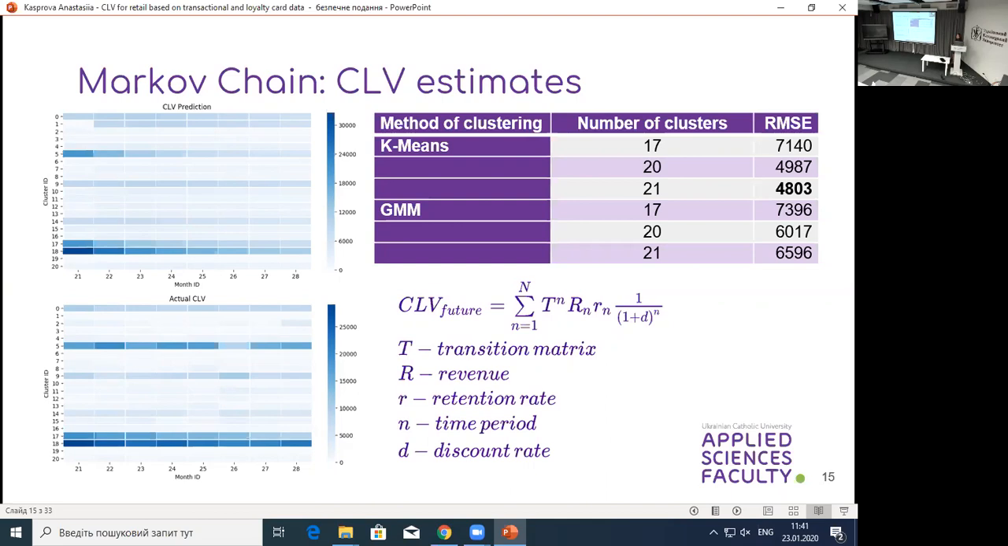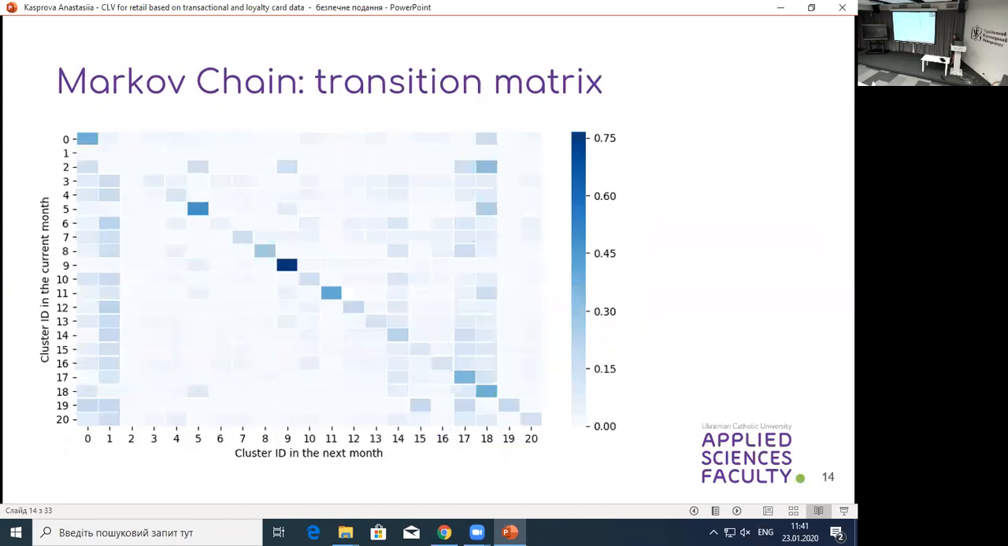More questions? Yes, please. Slide number 14, please. As far as I understand, most of the customers tend to stick to their own clusters. We can see it from the diagonal elements. Yes, the diagonal elements have higher probability. Also, can you estimate the probability of transferring outside of the cluster?